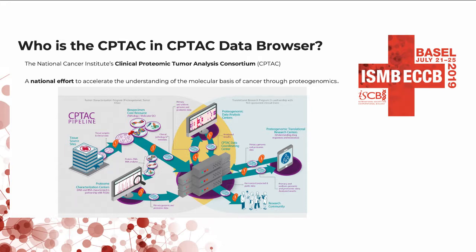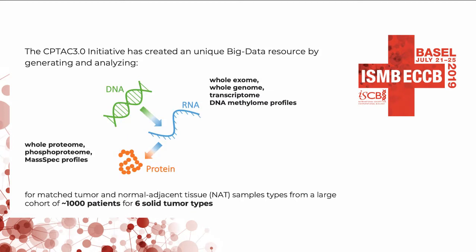The National Cancer Institute in the US has started this Clinical Proteomic Tumor Analysis Consortium, and it's a national effort to accelerate the understanding of the molecular basis of cancer through proteogenomics specifically. It starts with tissue source sites where they collect tissues and clinical data, goes on to proteomic characterization centers, off to the proteomic data analysis centers, off to translational research centers, and ultimately the cleaned up data should be going to the research community. That's what I'm talking about today: how do we present this data in a meaningful way to the research community.